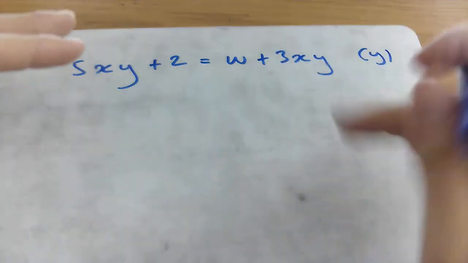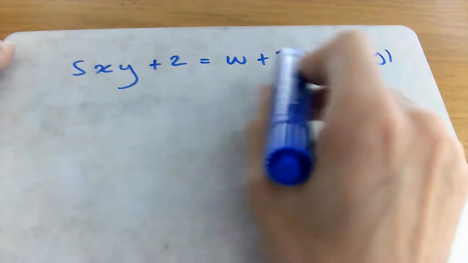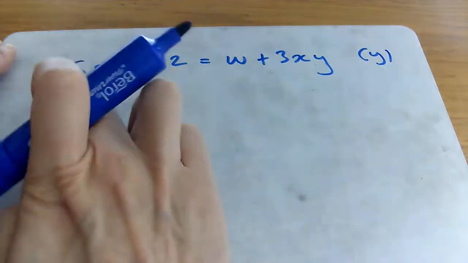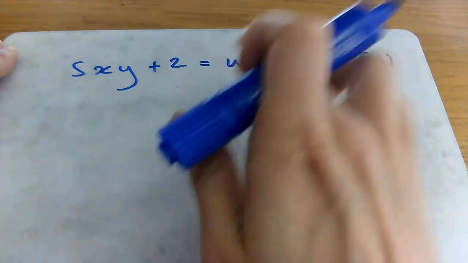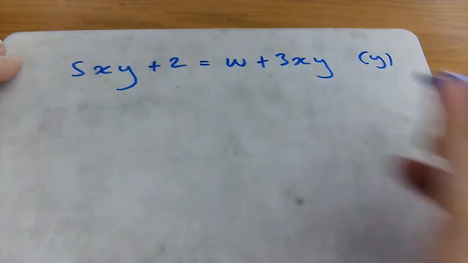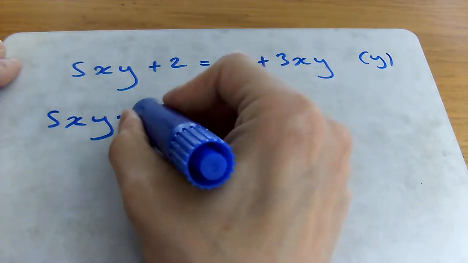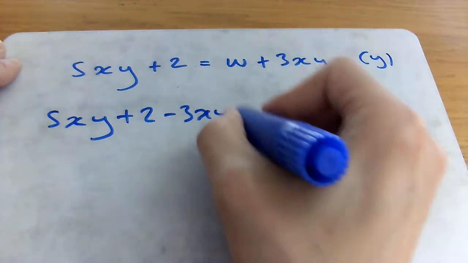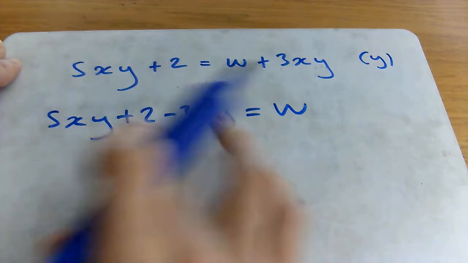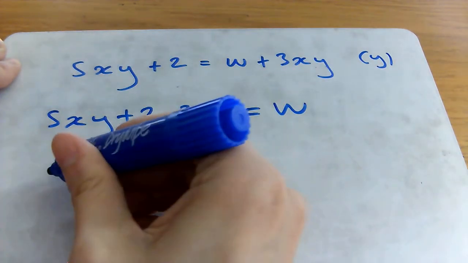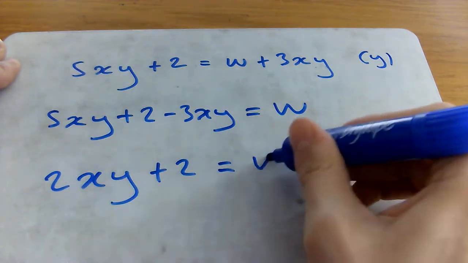3xy is a collection of terms that can't be broken apart unless you start dividing by 3 or dividing by x. But if you do divide by 3 or divide by x, you've got to divide every single thing by those. You'd end up with that divided by x, that divided by x, that divided by x, which makes it more complicated. So if I subtract 3xy from both sides, you get this. 5xy subtract 3xy, well, they're both xy terms, so that just means we're left with 2xy plus 2 equals w.